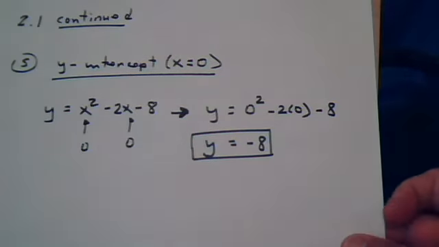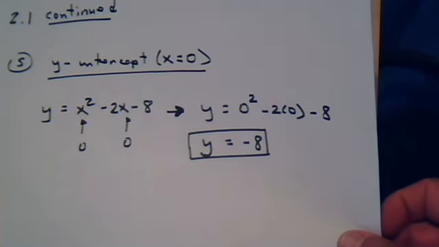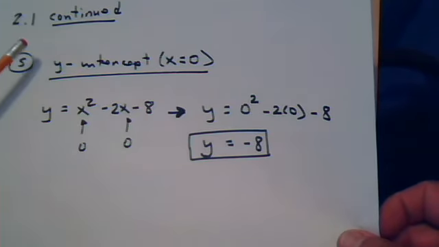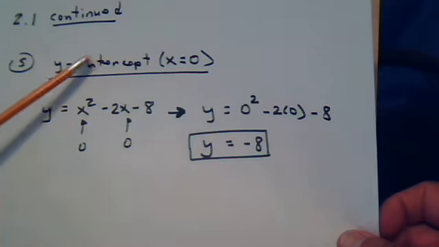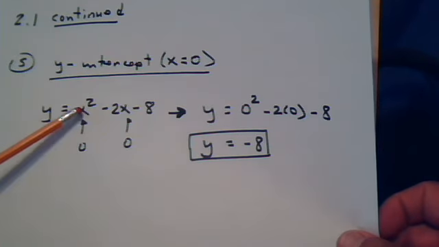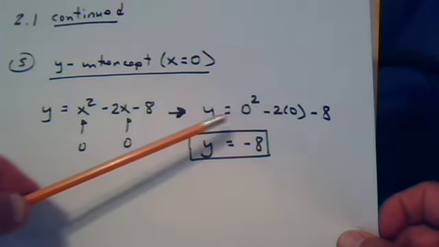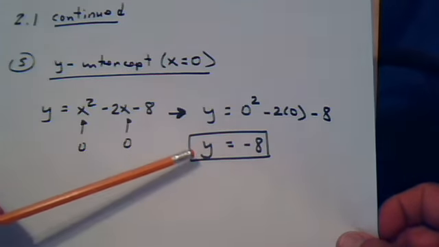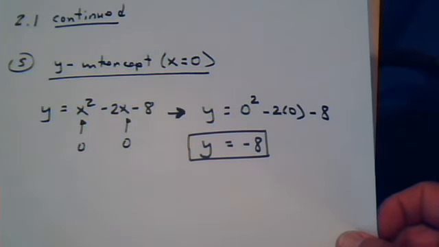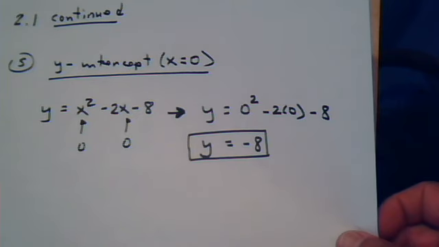Now we're going to find the y-intercept. The y-intercept is always the easier one. Notice why. So for the y-intercept, we're going to let the x equal 0. So everywhere you see an x, you plug in a 0, simplify, and we get y equal -8. So y equal -8 is the y-intercept for the equation.